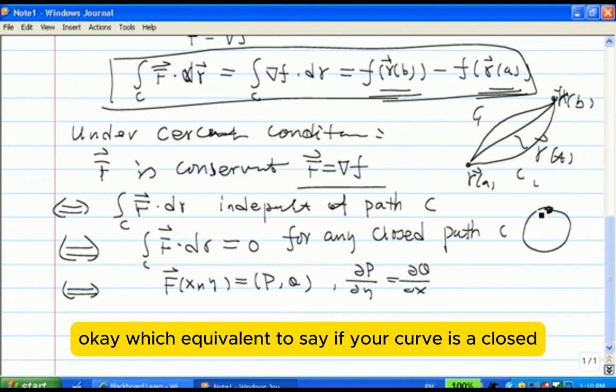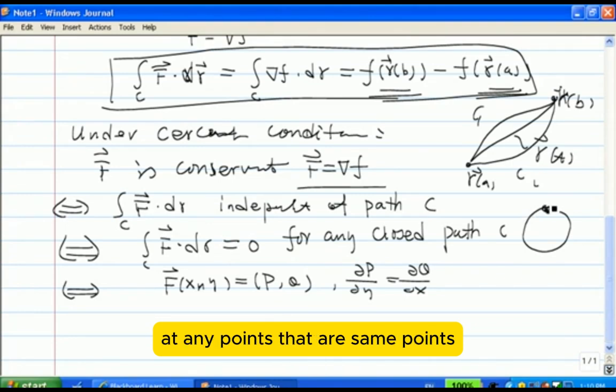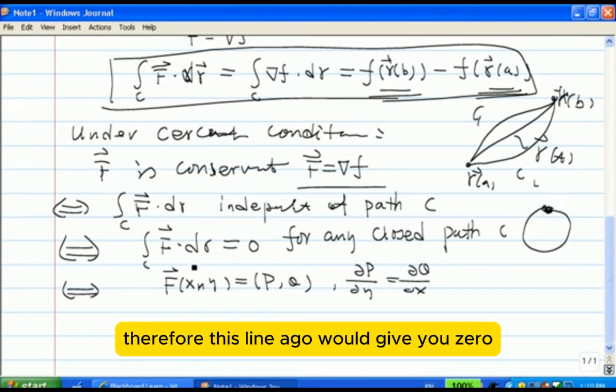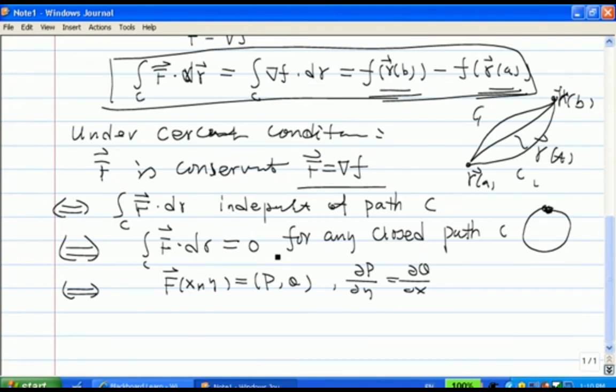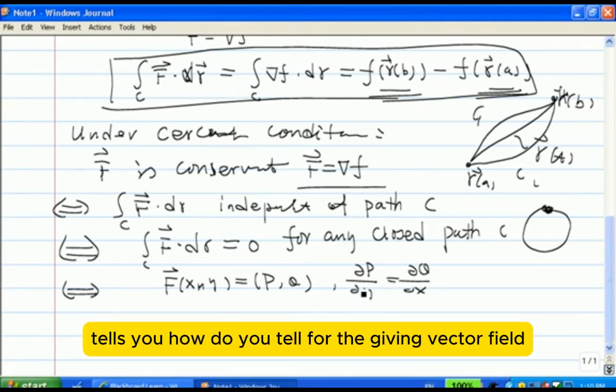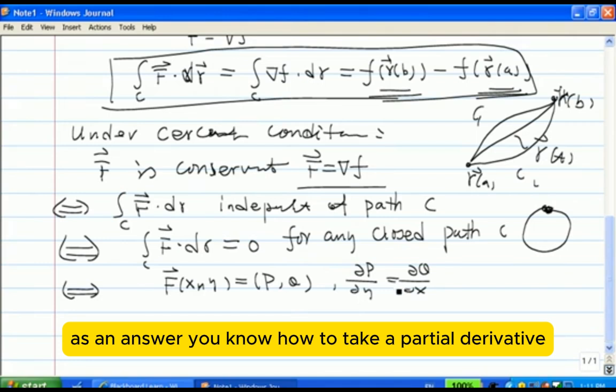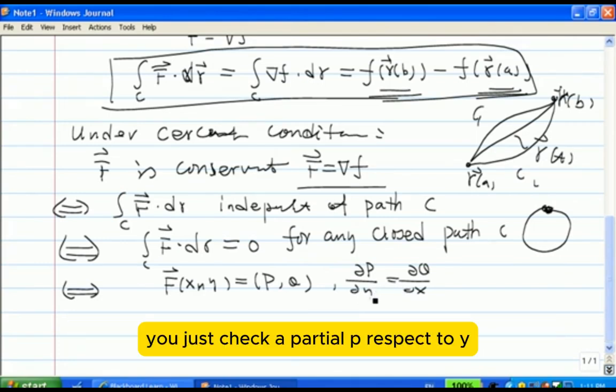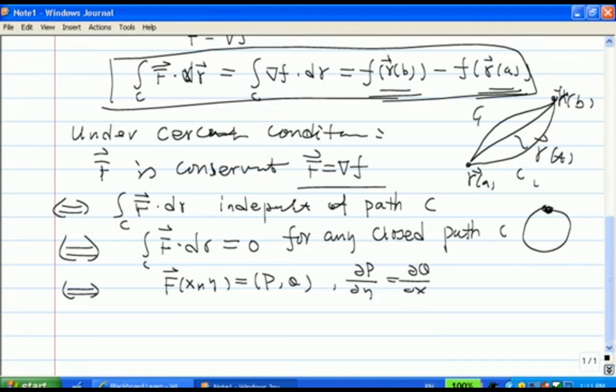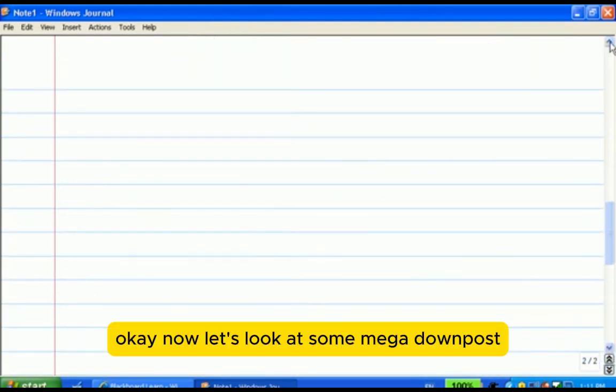Okay, which is equivalent to saying if your curve is closed. That means your starting point and end points are the same points. Therefore, this line integral would give you 0. Okay. The last condition tells you how to tell whether the given vector field capital F is conservative. It's very easy, as long as you know how to take a partial derivative. You just check partial P with respect to y and partial Q with respect to x, see if they're equal or not. If they're equal, then it's conservative.